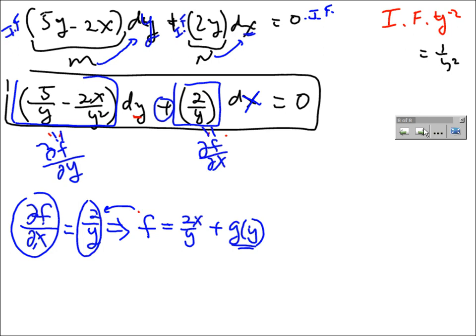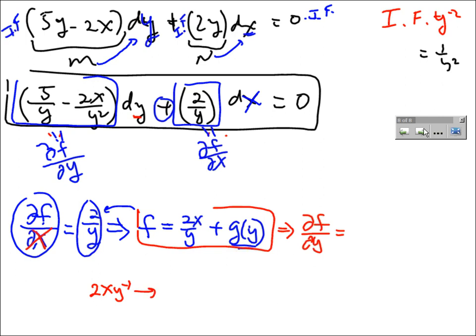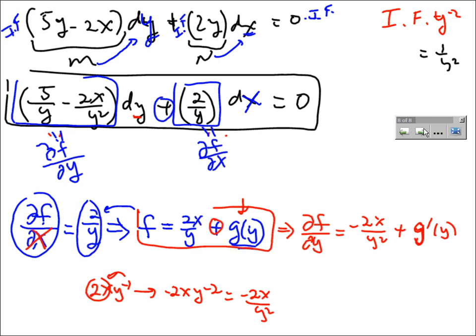Now I take the partial of this, not with respect to x, but with respect to y. df dy. So 2x over y is the same as that. And when I take the derivative with respect to y, that's my constant. When I multiply by -1, I get negative 2x y to 1 less. And negative 2x over y squared. Plus the derivative of g of y is g prime of y.